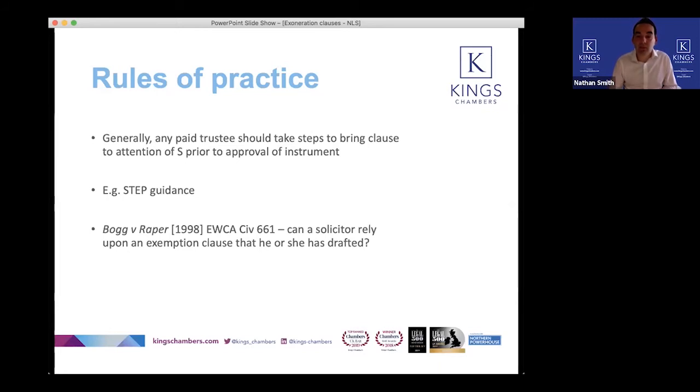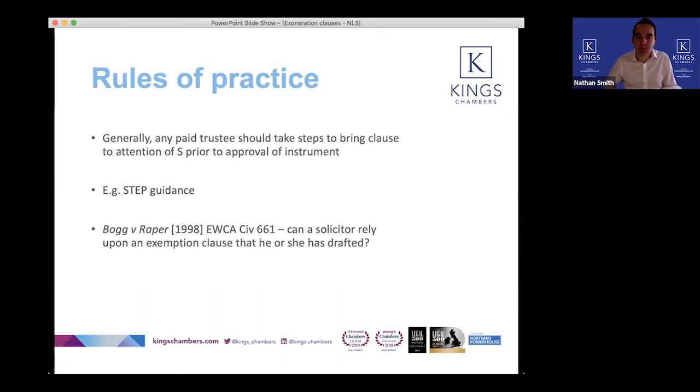And the beneficiary also contended that the first defendant, who was a solicitor, had obtained a benefit under the will in the form of an exemption clause, that they were in a fiduciary position and they were obliged to establish that the testator had received full and independent advice. Otherwise, it was said they couldn't rely upon the clause. Now, those arguments were largely rejected for a variety of reasons.